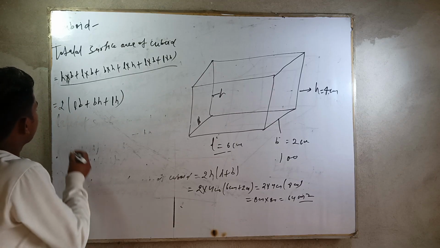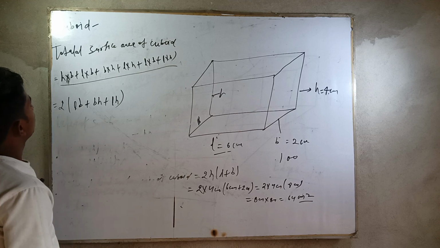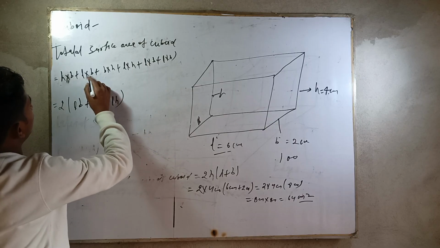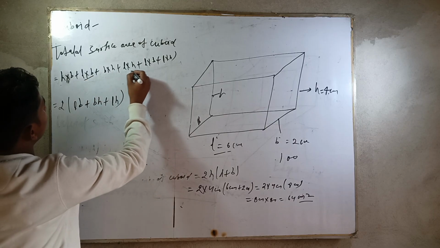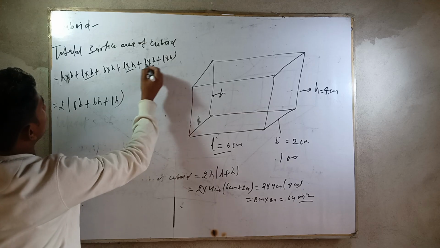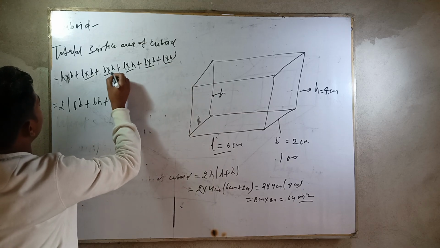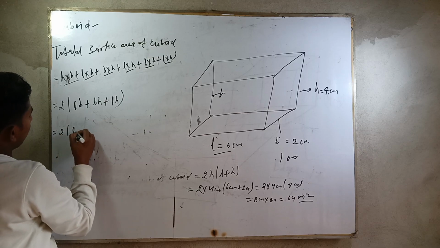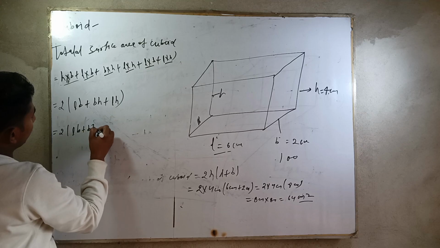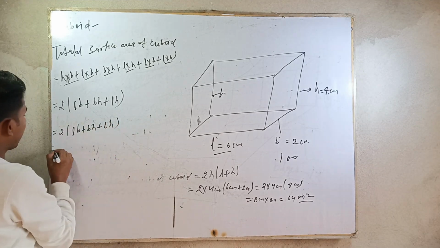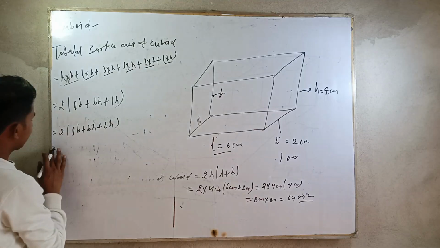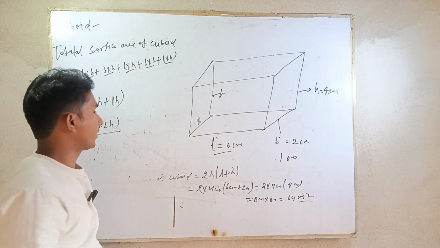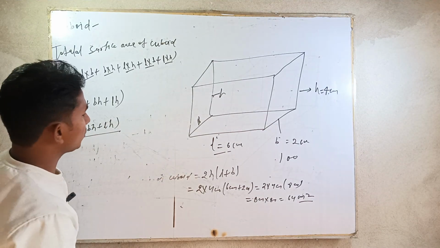So this figure, I see that LB1, LB2, LH1, and BH2. By this process, you'll see that 2 into (L into B plus B into H plus L into H). If I replace the values, this is the formula of a cuboid. By this process, I can find out its value.